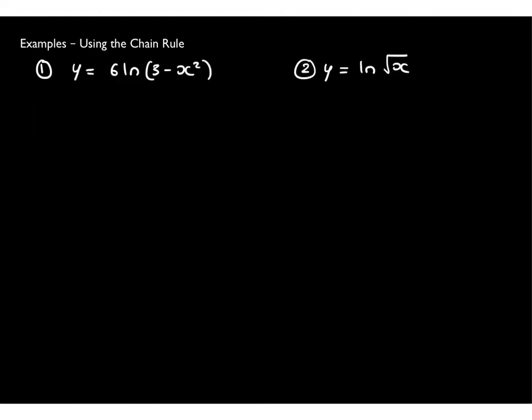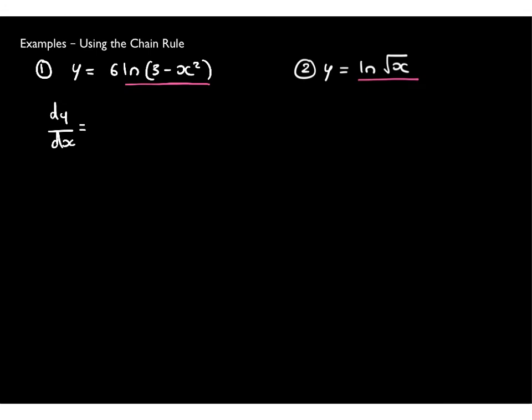So here are 2 examples for you to try yourself. If you want, you can work through the question using the video, or you can have a go yourself and then check your answers. Now, both of these are overall ln functions. They are ln of something. So let's take a look at the quick chain rule.